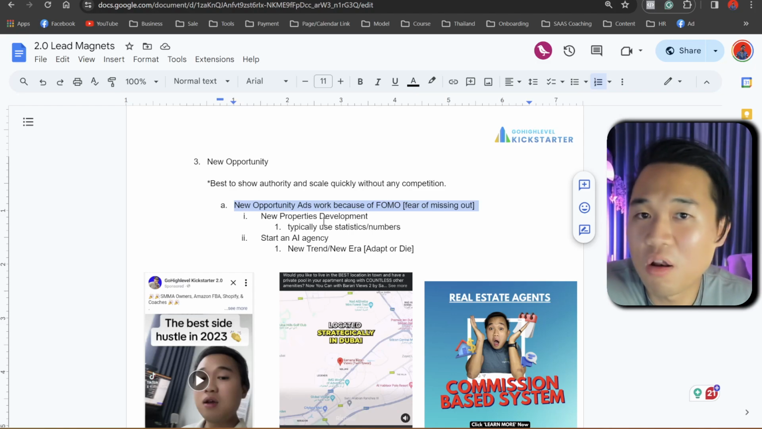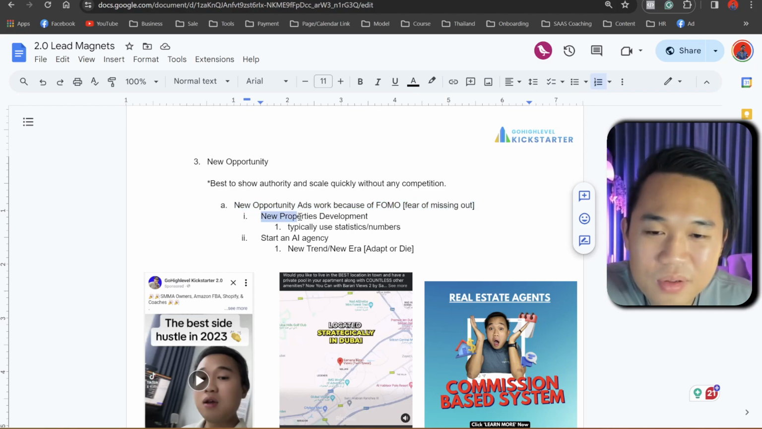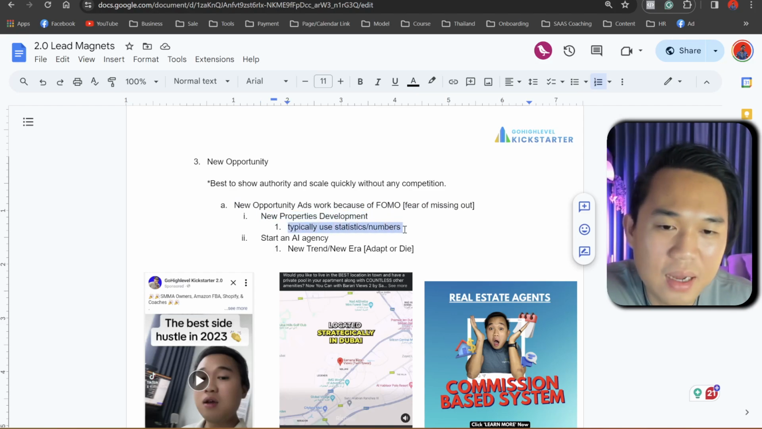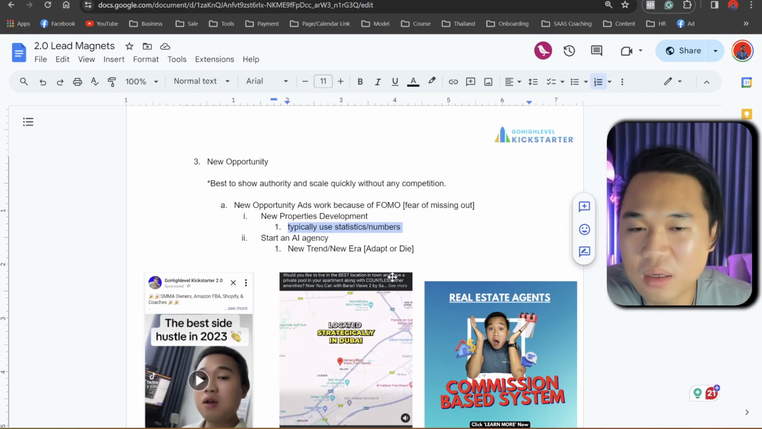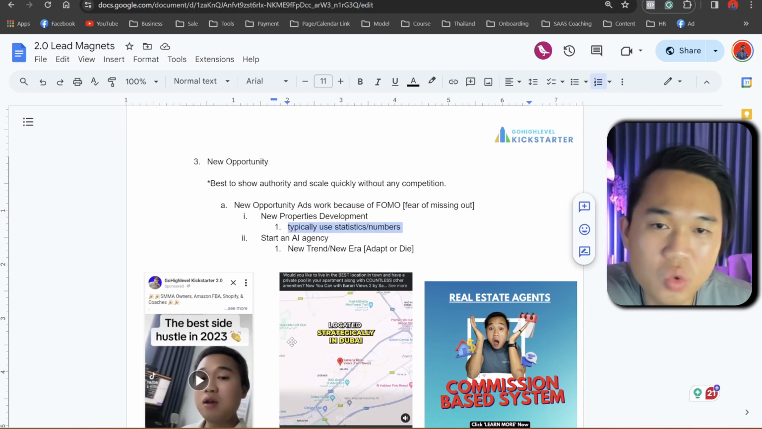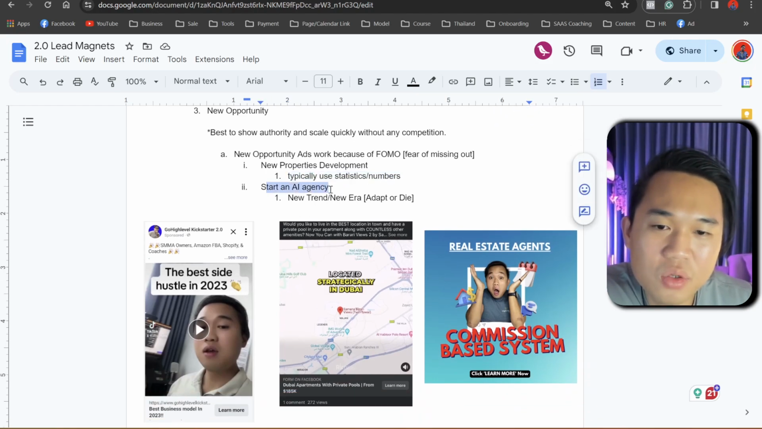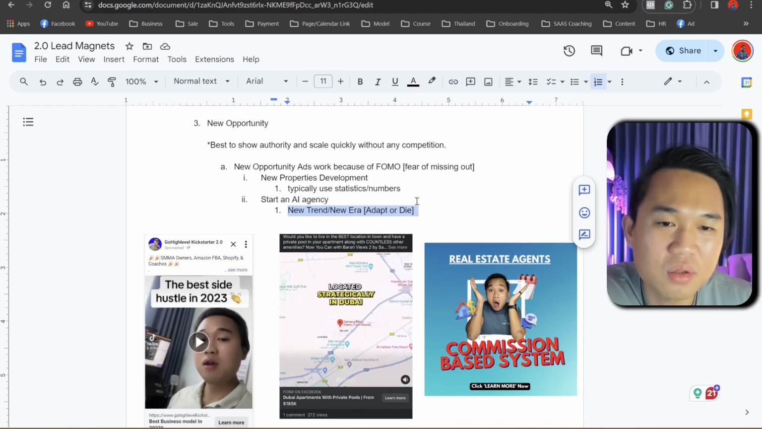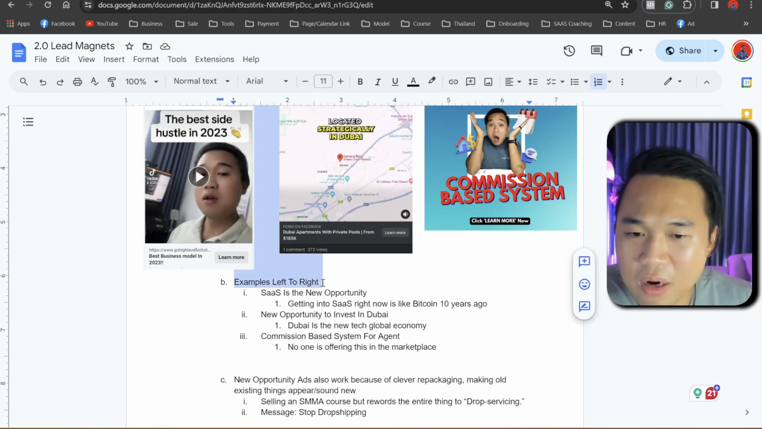So you can hear this a lot in crypto, NFT, Bitcoin, all that stuff. For example, new property development typically uses numbers and statistics. Oh, like, houses in this area are being sold, only 2 units left. So that's FOMO using numbers. Or starting a new AI agency with a new trend, new era, adapt or die. So that's also playing on the fear of FOMO. So this is the example for left to right.